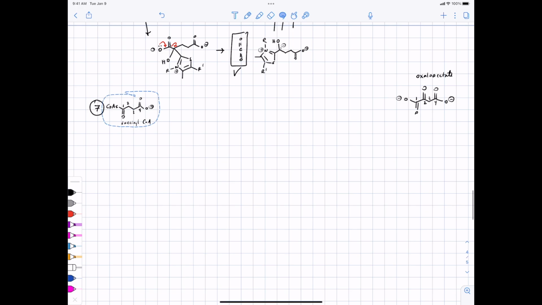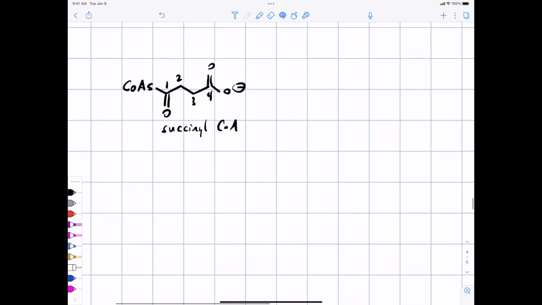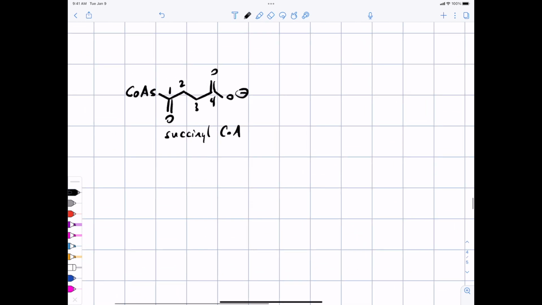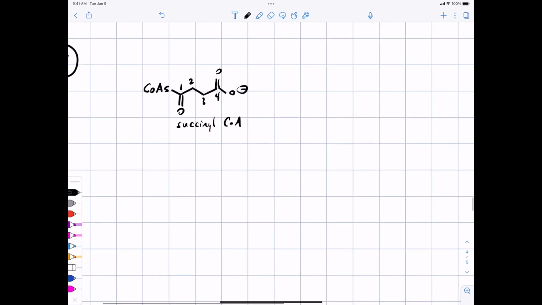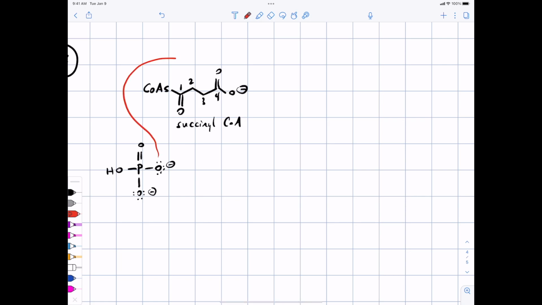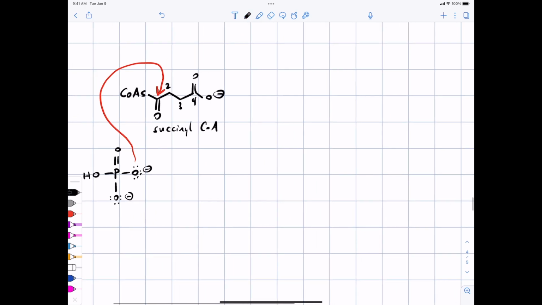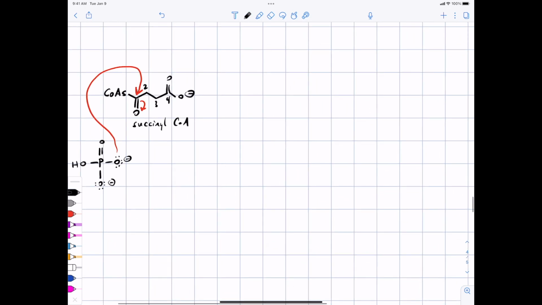All right, so here's succinyl-CoA. In this 7th step, a molecule of inorganic phosphate, this is just one of the conjugate bases of phosphoric acid, and this is present all over the place in biology, will attack the carbonyl carbon, and we're basically going to do nucleophilic acyl substitution. So here's the tetrahedral intermediate.